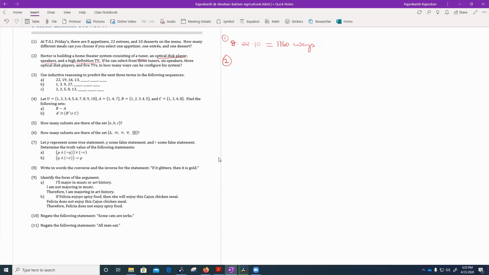So there are 3 tuners, 6 speakers, 3 optical disc players, and 5 TVs, right? So if you multiply, you will get how much? 270 ways, right?